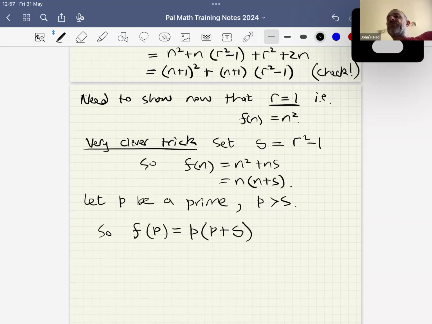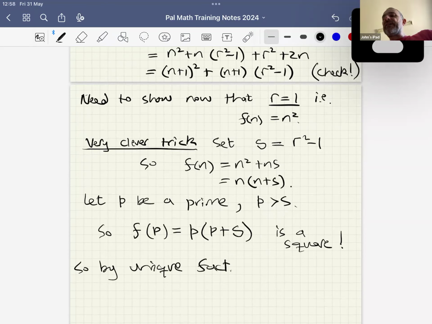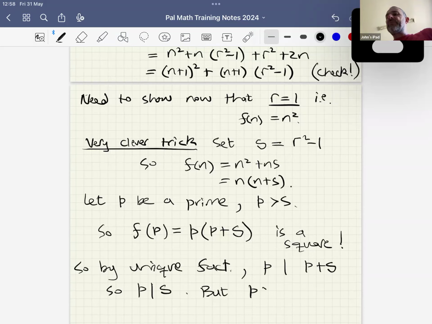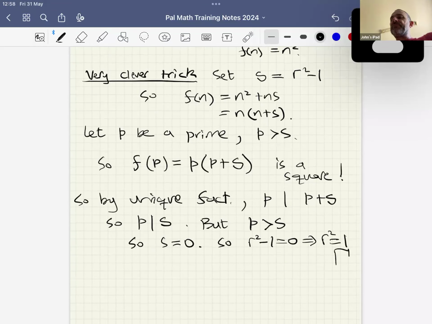Now, this is supposed to be a square. So by unique factorization, because it's a square, p has to divide p plus s. So p divides s, but p is bigger than s, so s equals 0. So r squared minus 1 equals 0. So r squared equals 1. And there we're done.